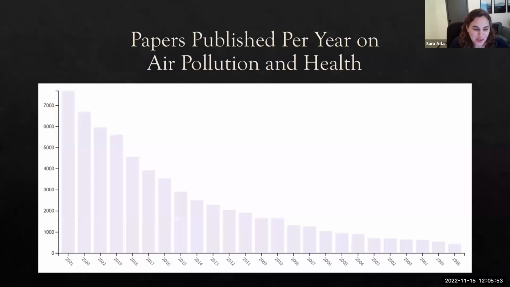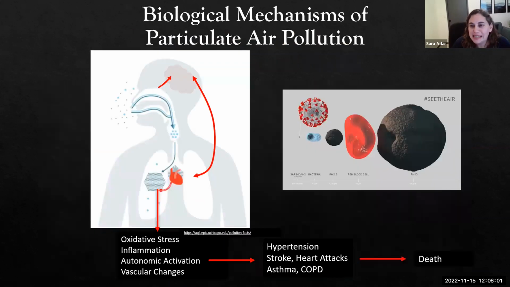Looking at this graphic, this is a graphic of papers published per year on air pollution and health. I would say that since that time frame, so really in the 2000s, 2010s, we were making a lot of progress filling in the gaps of our understanding.